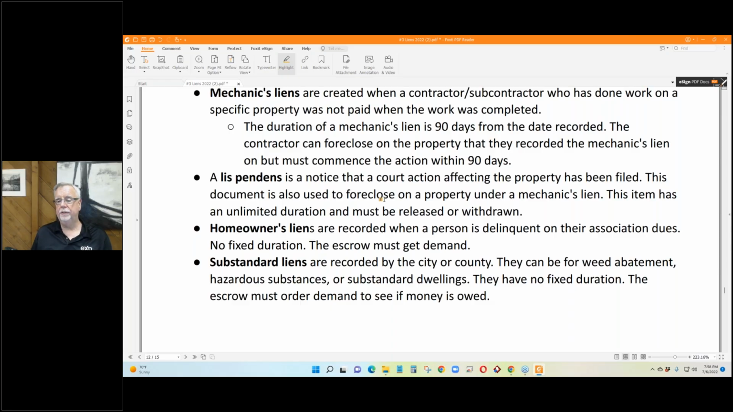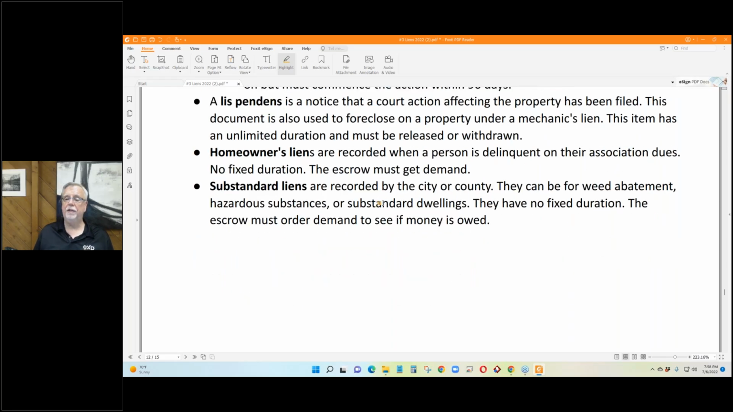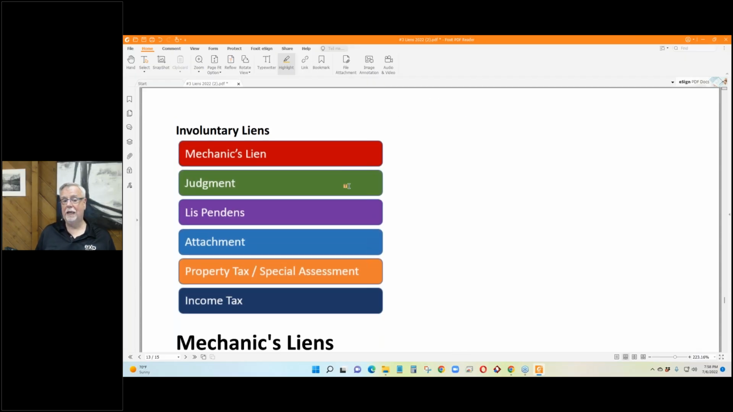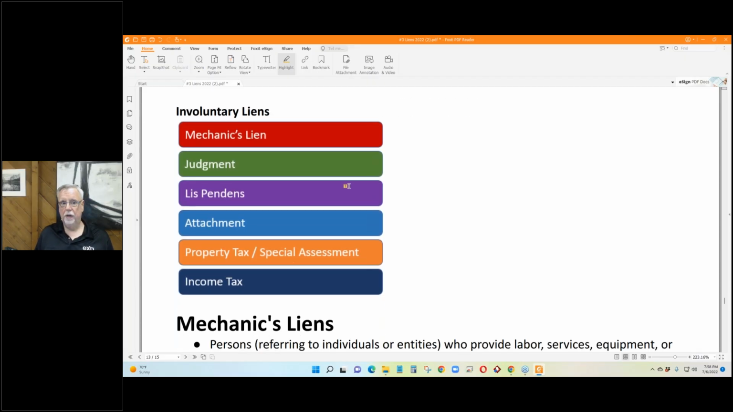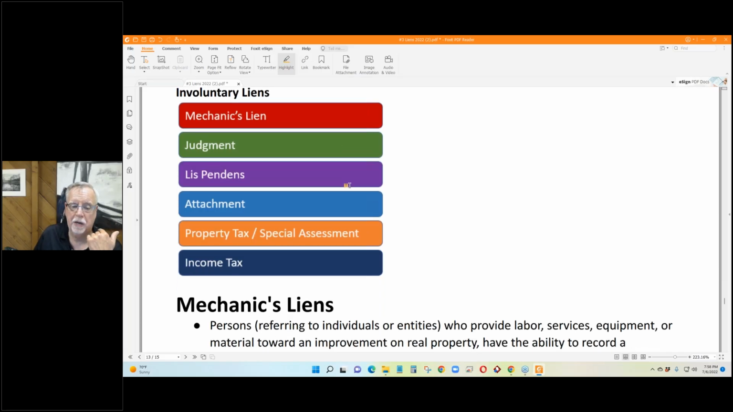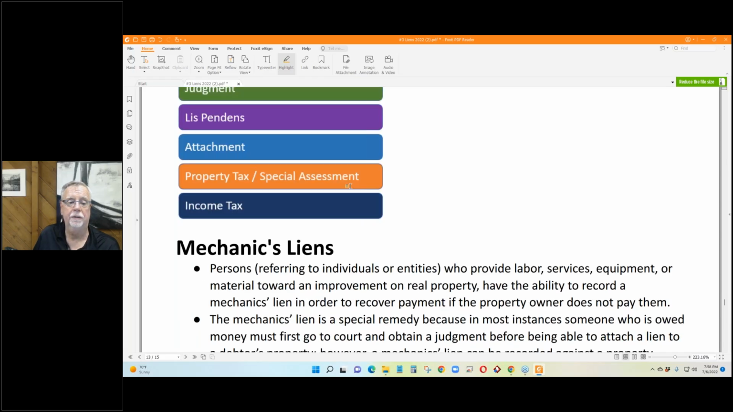Homeowner liens are when you don't pay your homeowner association dues. They last until you pay them off. And substandard liens, if you owe money because your weeds are all over the place and things like that, that's going to have to be paid off as well. So involuntary liens: there's a mechanics lien, a judgment, a lis pendens, the attachment, and property taxes, special assessments, and income taxes, which we're going to talk about later.